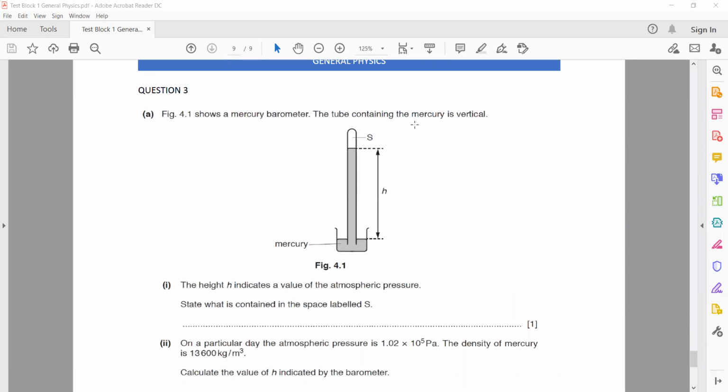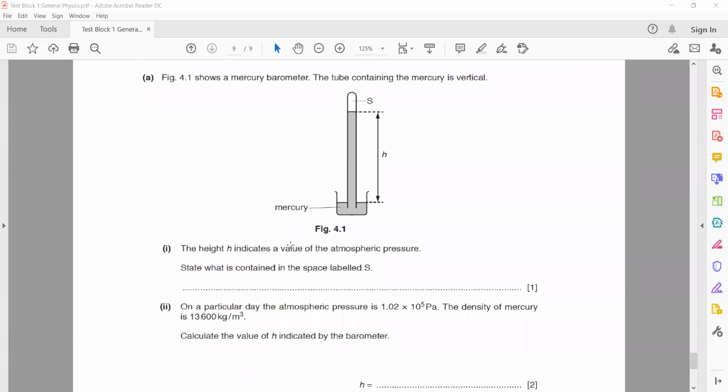And the next question: figure 4.1 shows a mercury barometer. So what is contained at the top? We should have a vacuum, or it is acceptable to say mercury vapor, but you cannot say air. That's wrong. Mercury vapor is acceptable, or vacuum. On a particular day, the atmospheric pressure is 1.02 exponent 5. The density is 13,000. Calculate the height.